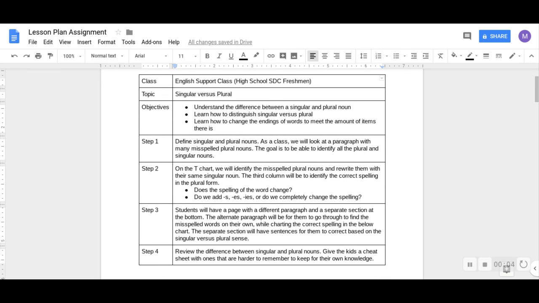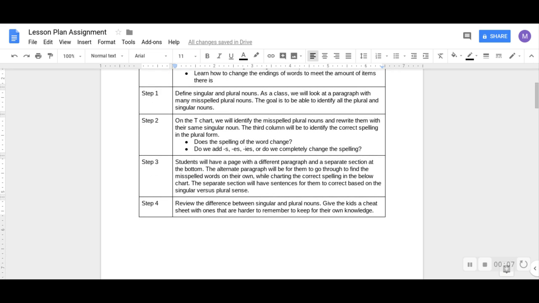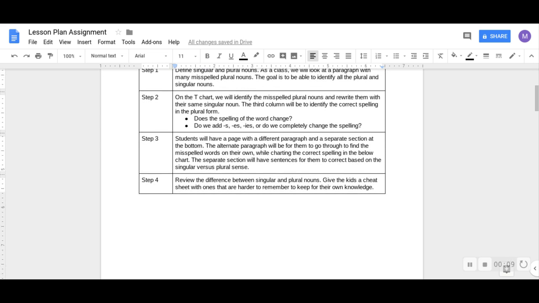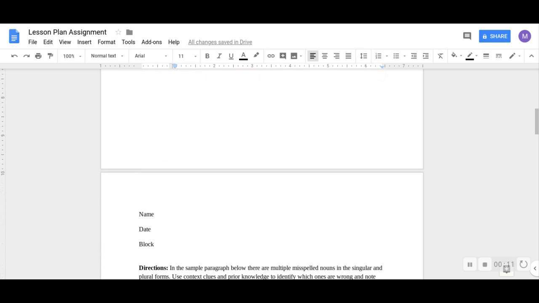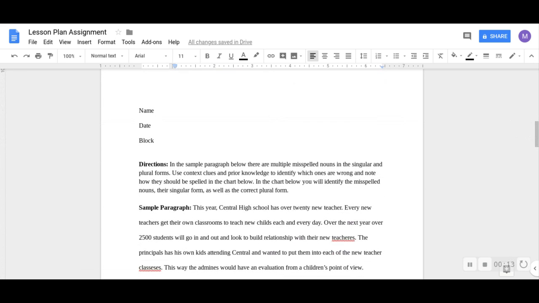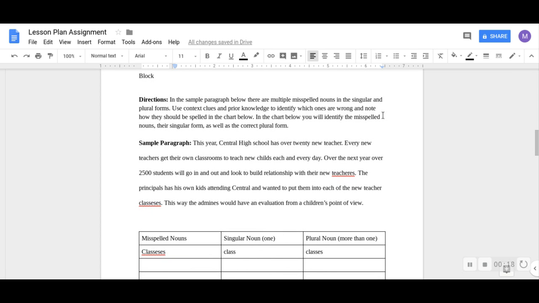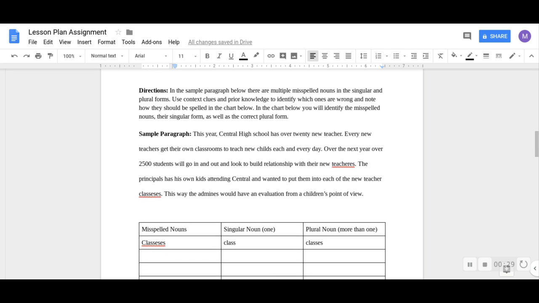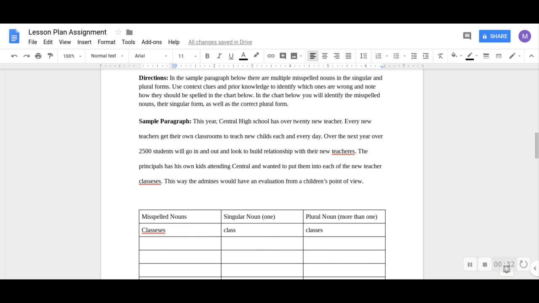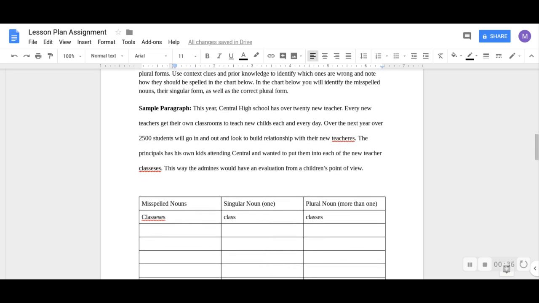Today we are going to be going over singular versus plural nouns and how we change them to identify with how many are in each sentence. For this first portion, there's multiple misspelled nouns in both singular and plural forms. We're going to use the context clues around them to identify which ones are wrong and note how they should be spelled in the correct form in the chart below. You'll identify the misspelled noun, their singular form, as well as the plural form.